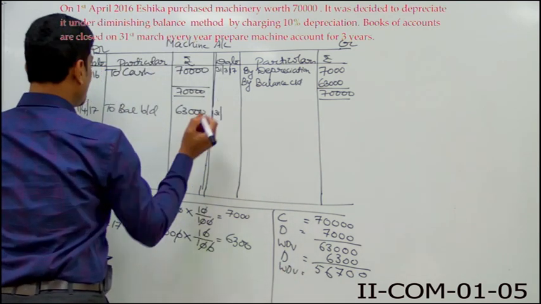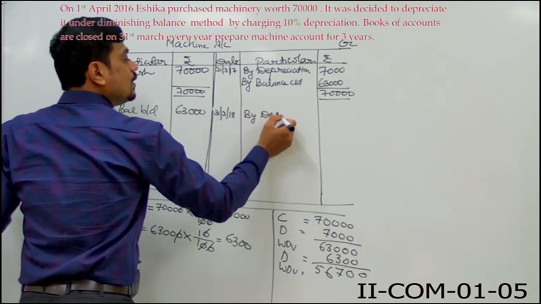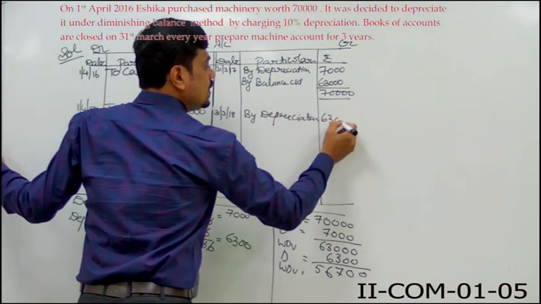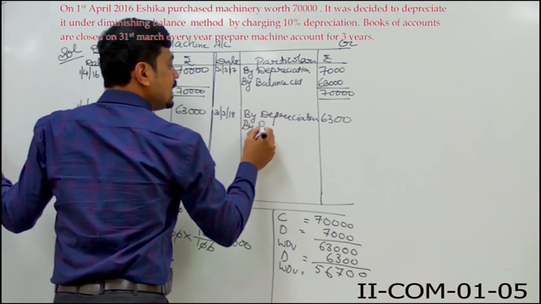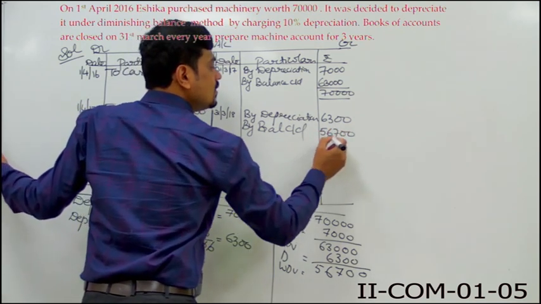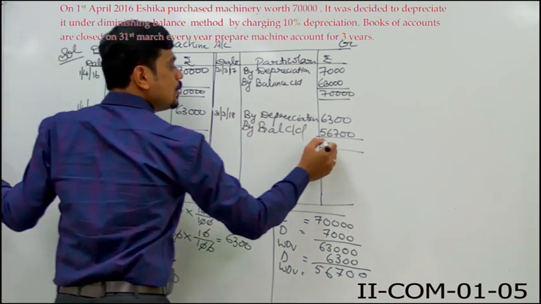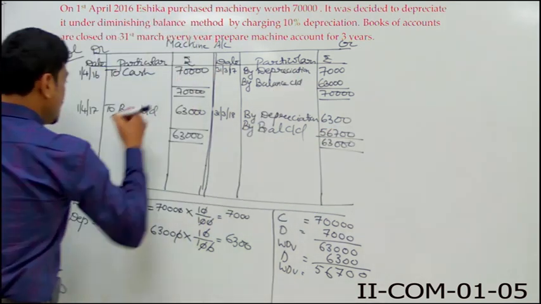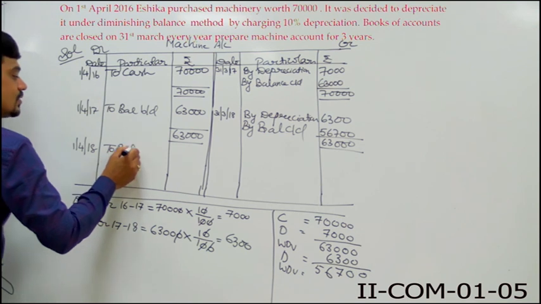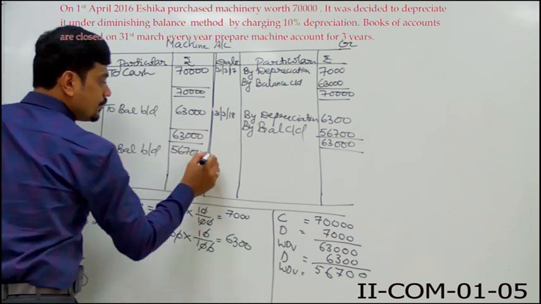So, 31st March 2018. By depreciation. So, 6,300. Again, carry down the balance. By balance carried down 56,700. Close the account with 63,000 both the sides. Now, 1st April 2018. Bring down the balance. So, balance we brought 56,700.